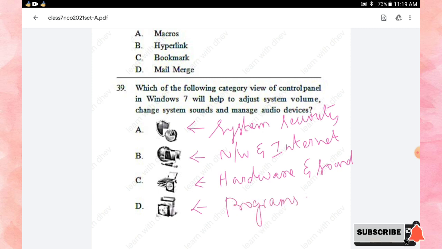So which option would help to adjust system volume, change system sounds and manage audio devices? Yes. It's option C, hardware and sound.